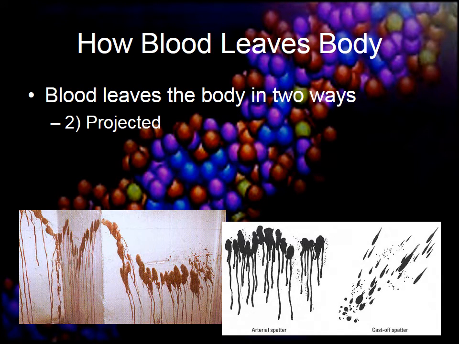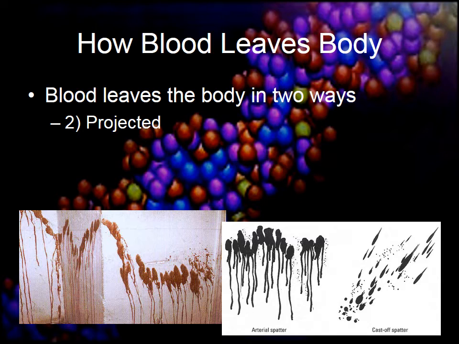Another way is through a projected means. So there's some other force directing that blood as opposed to merely gravity. And you can see projected stains are quite different looking. The arterial spatter occurs when arteries are cut or severed. The heart continues to pump and continues to put force behind that blood to pass it through the body. And as it does so, it merely squirts out as opposed to squirting through the body.